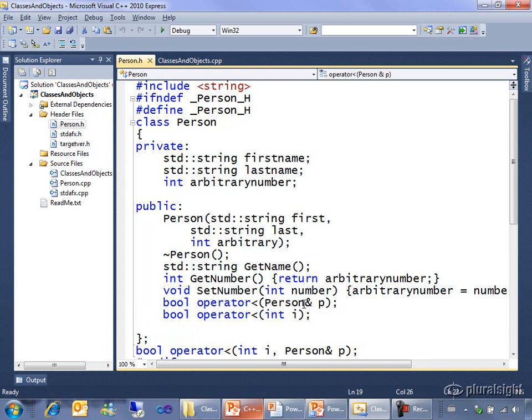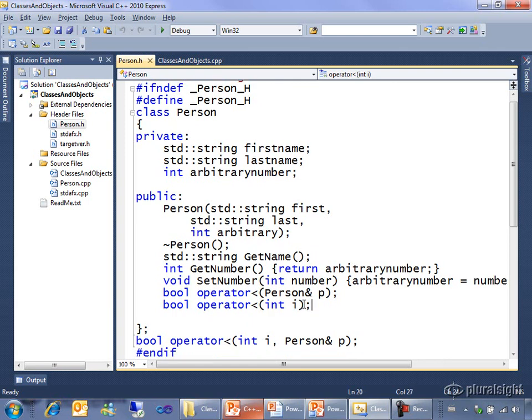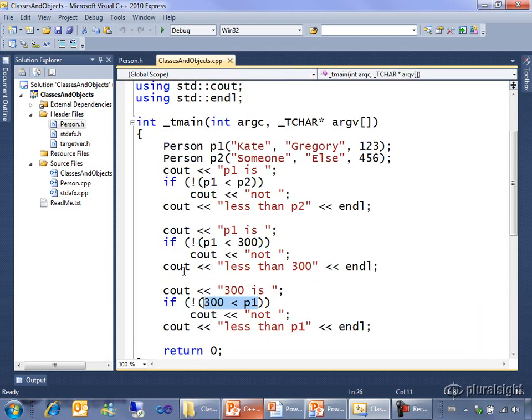Now, I decided to make this one take a person reference rather than a person. When we were talking about functions and about passing by value versus passing by reference, it's a little quicker to pass by reference. In fact, there are a series of idioms and patterns that we use when we're writing operator overloads, and we use references for a number of reasons. Actually, there's a pattern to use const reference, but since we haven't talked about const yet, I'm not going to bring that in, but I have written it to take a person reference. And this one takes an integer. The third function, same name, operator less than, same return type, bool, but it takes two parameters, the integer first and then the person, and that's the one that's used in this comparison here.